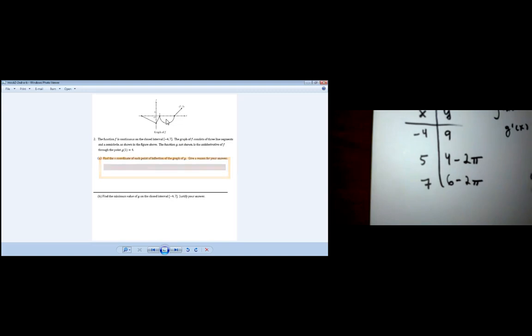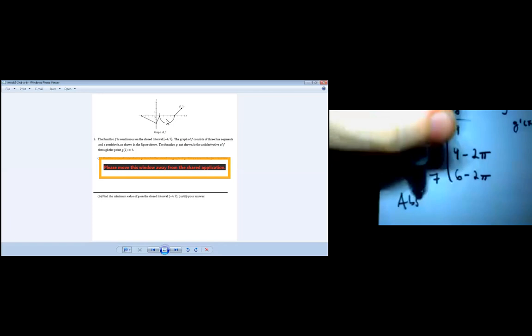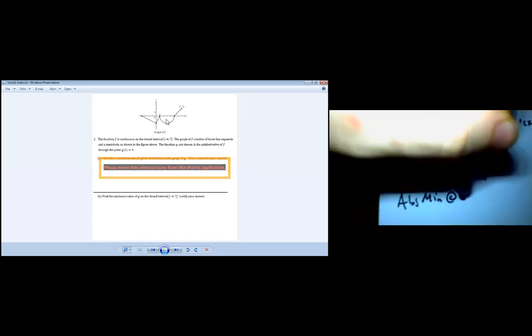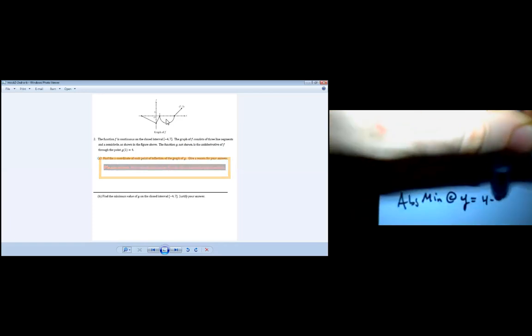Nine. Is 9 smaller than 4 minus 2 pi? No, it's 4 minus 2 pi. There we go. So just think of pi as the number 3, even though it's not. Just think of it as 3.14. But for the sake of estimating what we got here, this is like saying 4 minus 6. That's going to be your smallest number. So we have an absolute minimum at y equals 4 minus 2 pi when x equals 5.